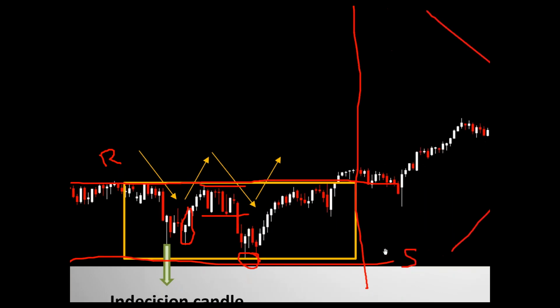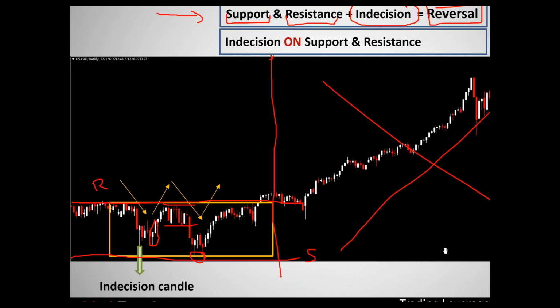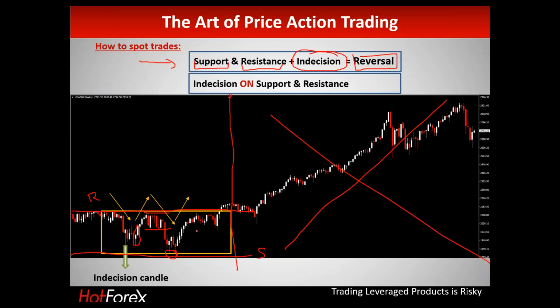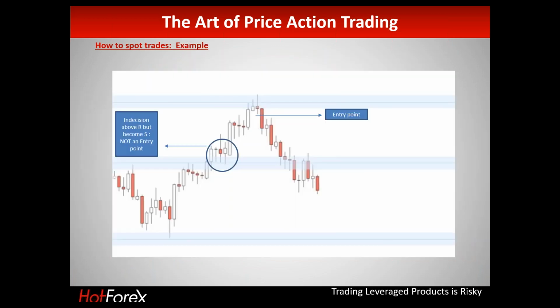Okay, so that's our first example. Let's move on. That's solely a consolidation, ranging market. Let's move on to another example, which is a clear uptrend. This is a different example, just to give you a brief idea of how you could use the candles to take entry and exit points.